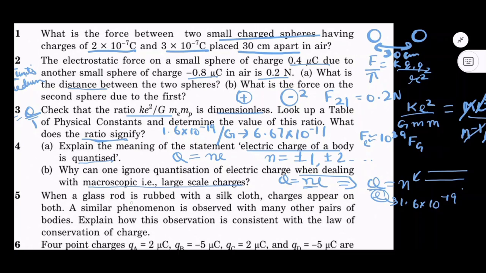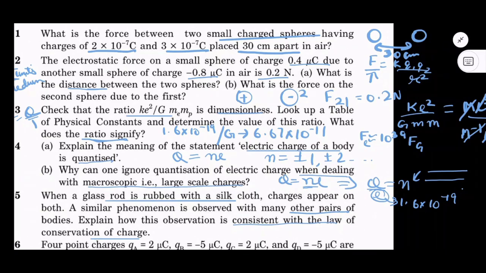Now the next question is, when a glass rod is rubbed with silk cloth, charges appear on both. A similar phenomenon is observed with many other pairs of bodies. Explain how this observation is consistent with the law of conservation of charge. This also I have told you in the first lecture: the amount of charge lost by one body is equal to the amount of charge gained by the other body, which shows the conservation of charge, right?